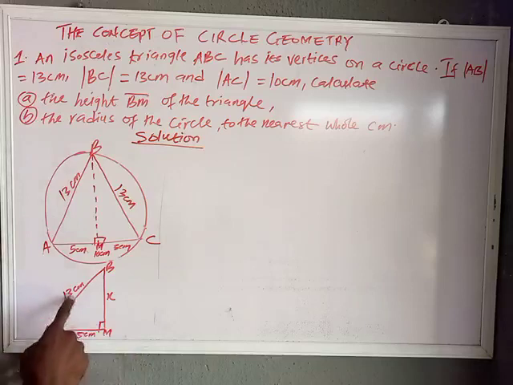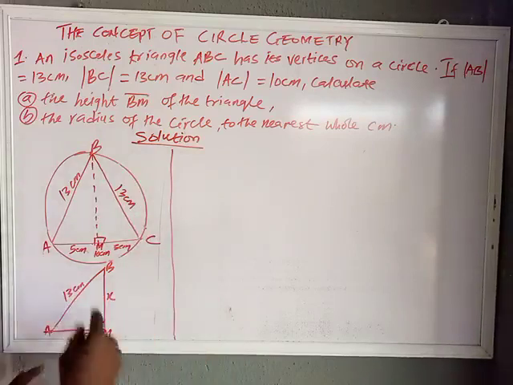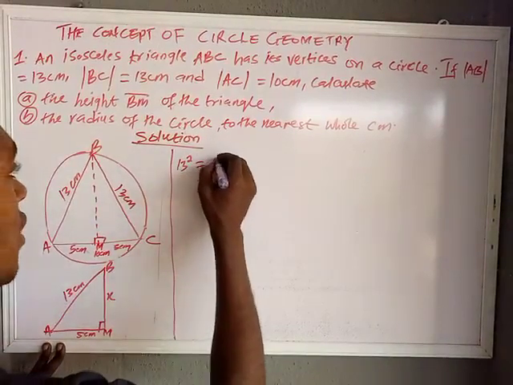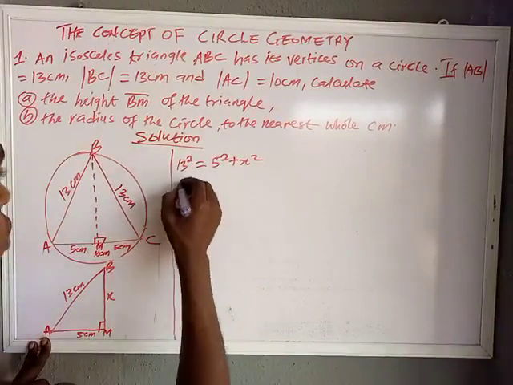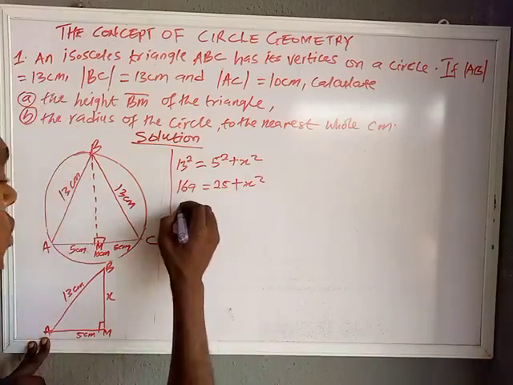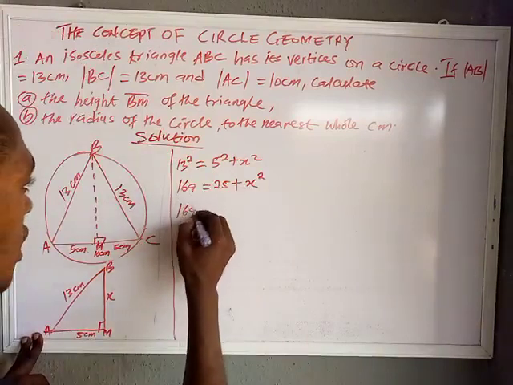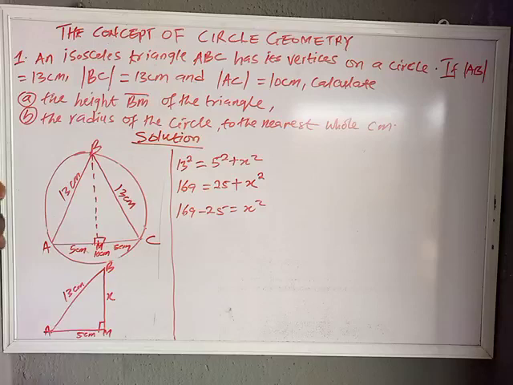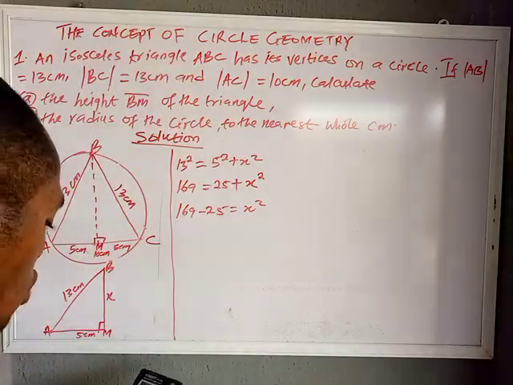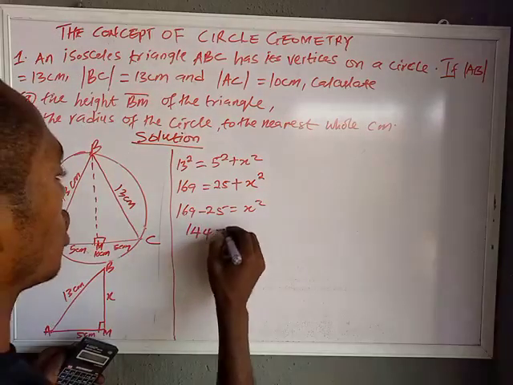What we're going to do is apply Pythagoras' theorem to get this x. The square on the hypotenuse is equal to the sum of the squares on the other two sides. So we have 13 squared equals 5 squared plus x squared. 13 squared is 169, equals 5 squared, which is 25, plus x squared. Collecting like terms, 169 minus 25 equals x squared. So 169 minus 25 gives us 144, and we have 144 equals x squared.